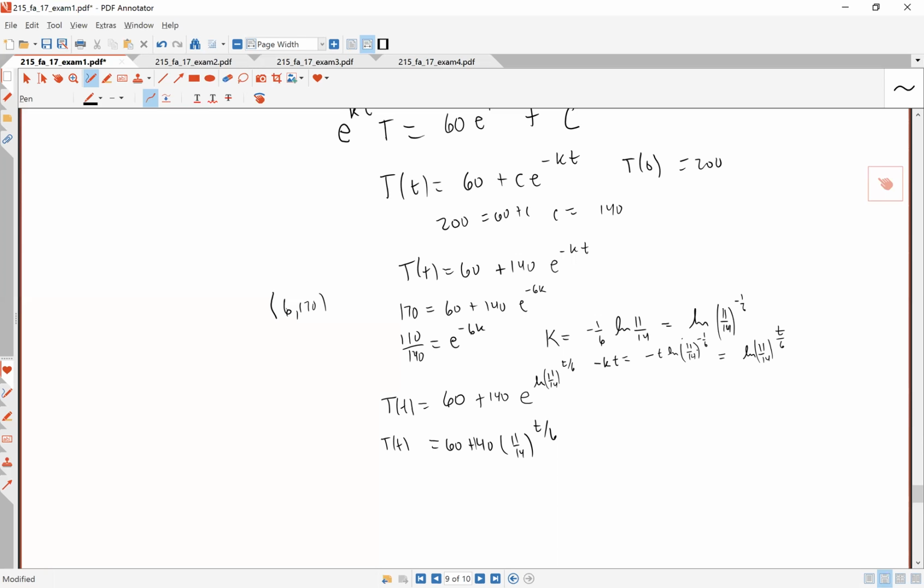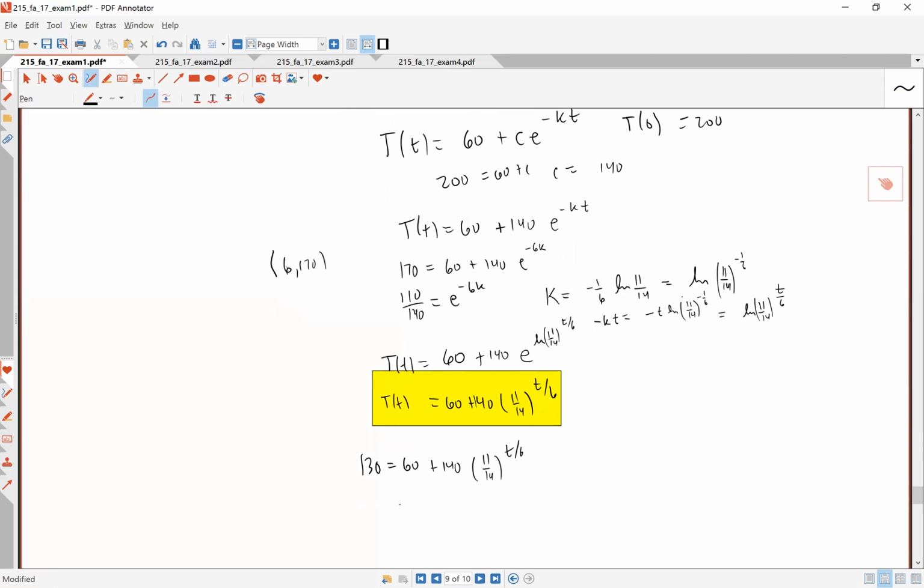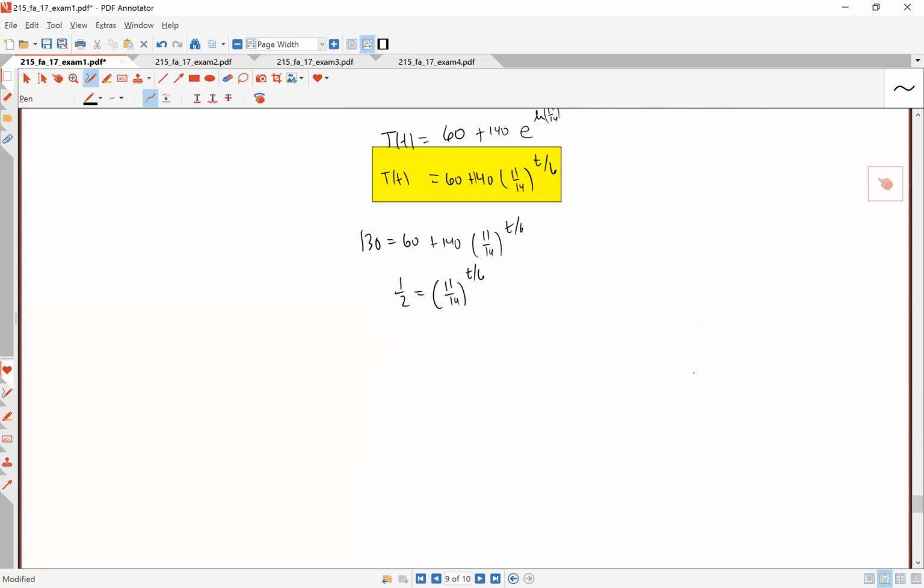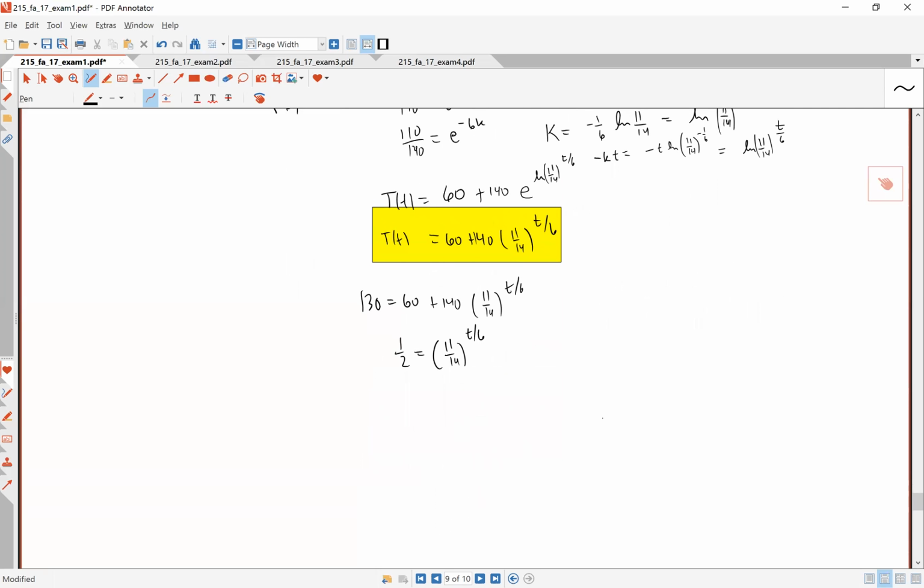When will the temperature reach 130 degrees? 130 minus 60 is 70, over 140 is 1/2, equals 11/14 to the t over 6. Take the natural log of both sides. That gives us the natural log of 1/2 equals t over 6 times the natural log of 11/14. It says t is 6 times the natural log of 1/2 divided by the natural log of 11/14.